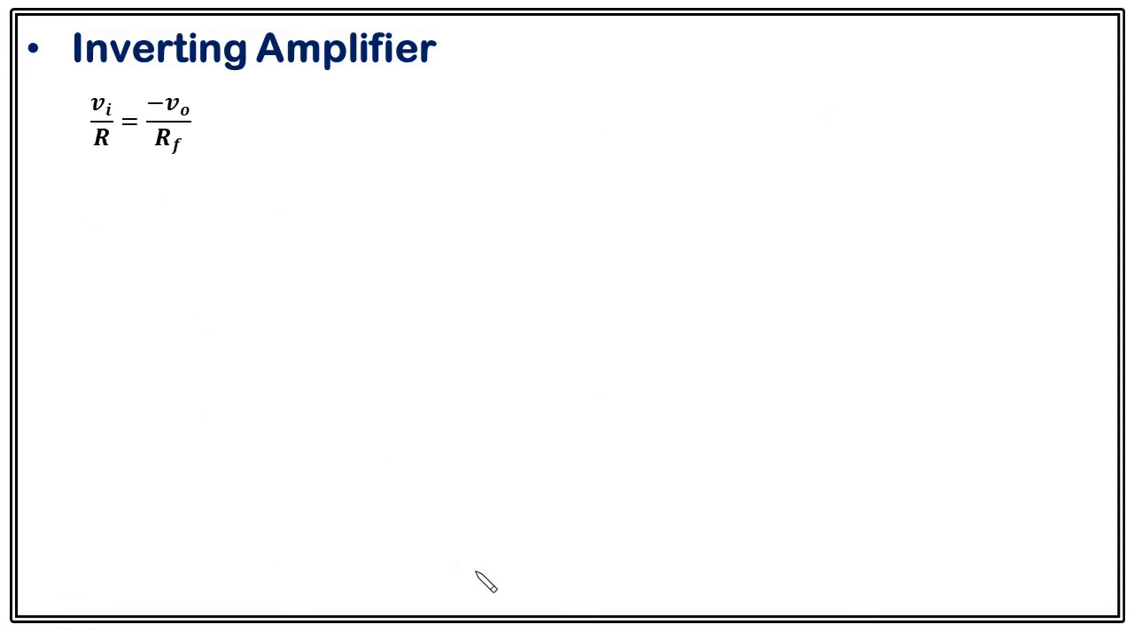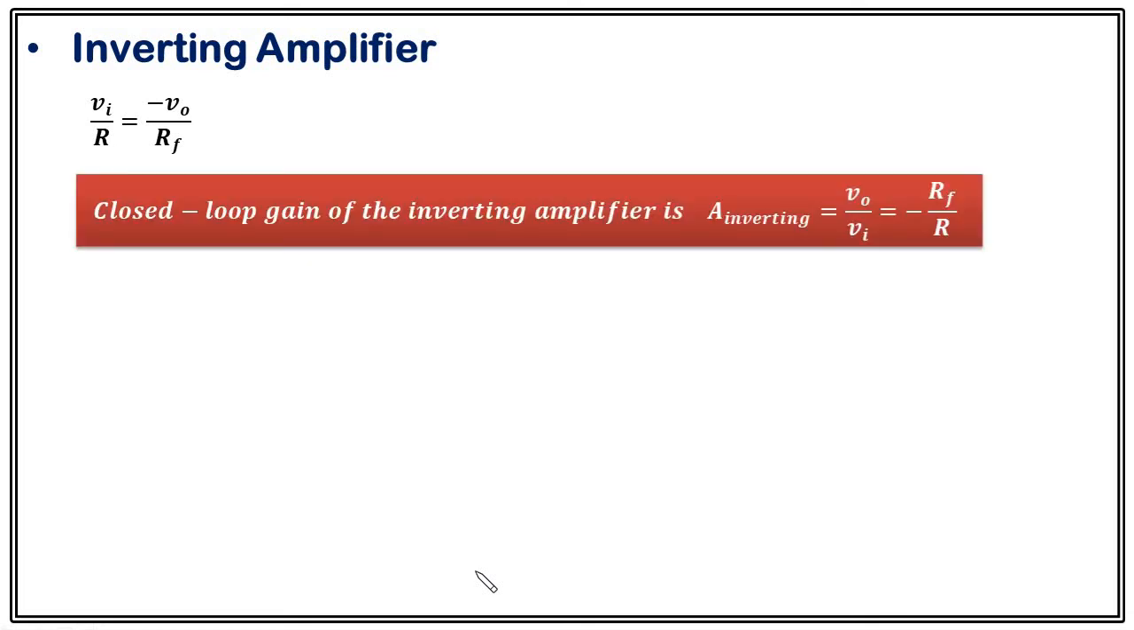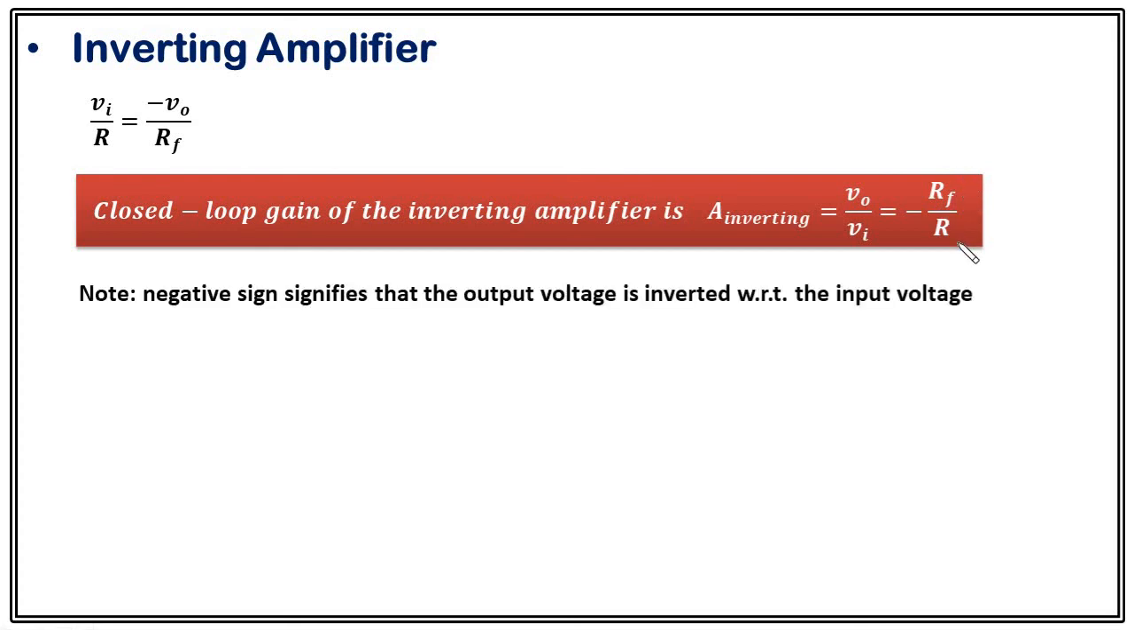Now, what is gain? Voltage gain is V output upon V input. Therefore, we can write the closed loop voltage gain for the inverting amplifier. Let's denote it by A inverting. It will be equal to V output upon V input. From this relation, if you solve it, it turns out to be minus RF upon R. What is the significance of this negative sign? The negative sign signifies that the output voltage is inverted with respect to the input voltage. If the input voltage is positive, output will be negative. If the input voltage is negative, output voltage will be positive. That is why this amplifier is called an inverting amplifier.